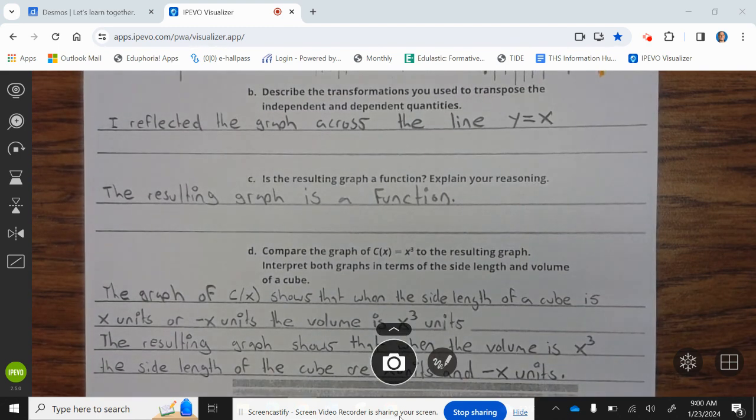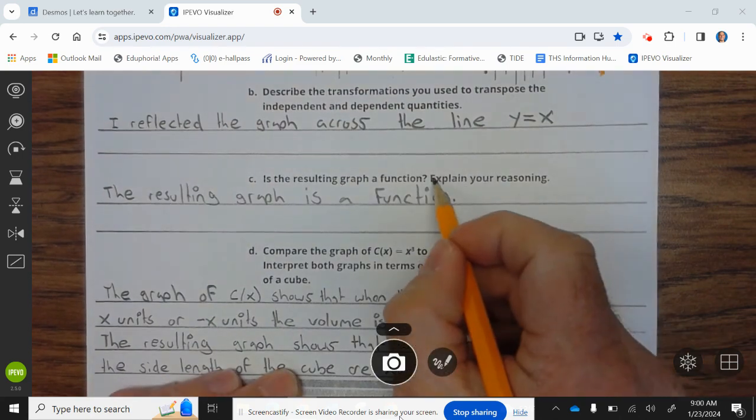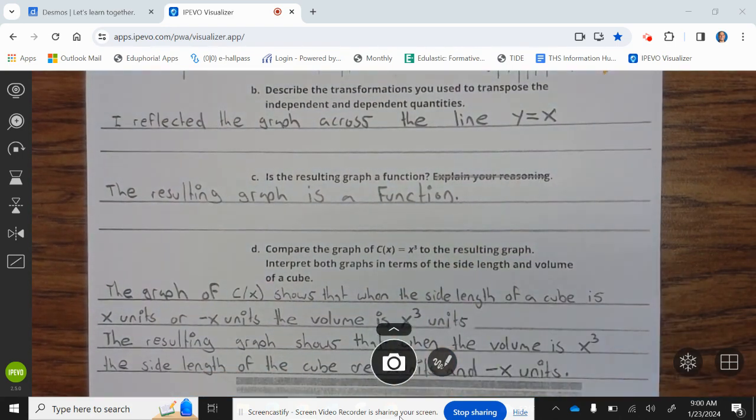B. Describe the transformations used to transpose the independent and dependent quantities. I reflected the graph across the line y equals x. C. Is the resulting graph a function? The resulting graph is a function.